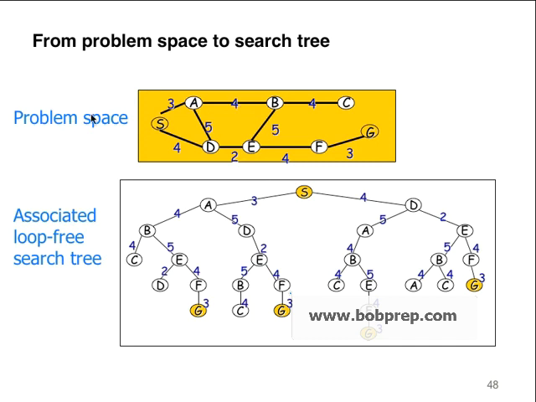So here's our problem space that's identified, and then down here we have our associated loop-free tree structure, the search tree. And it's interesting that this one is basically saying loop-free. We don't want to put loops in there. Loops are a waste of time, especially for thinking about going from point A to point B.